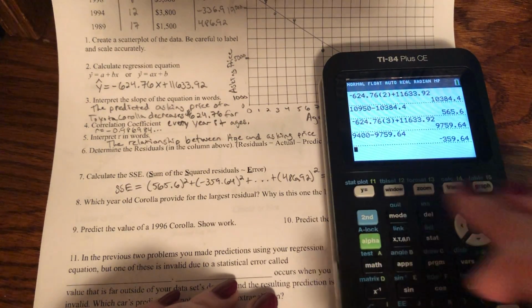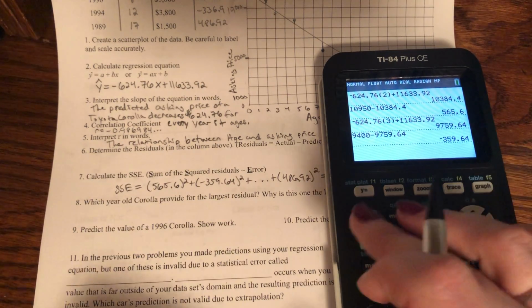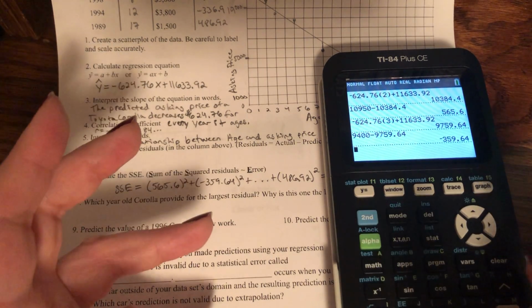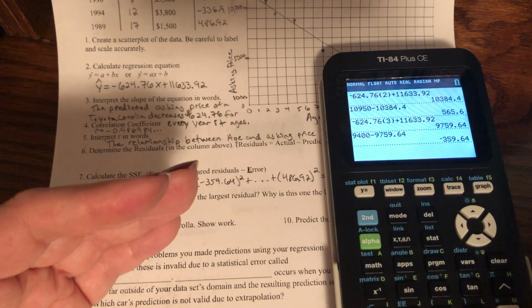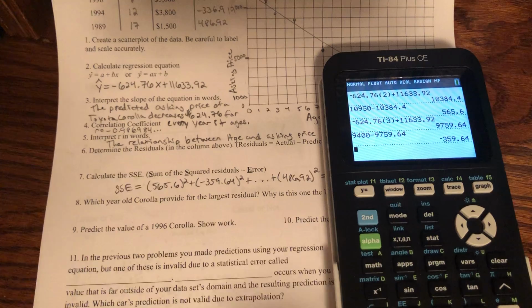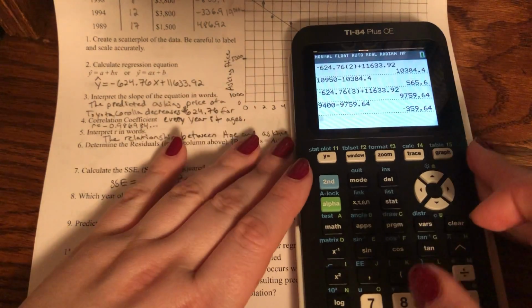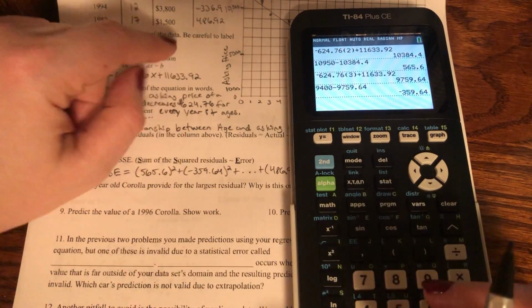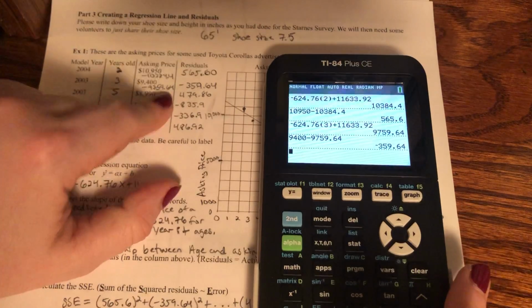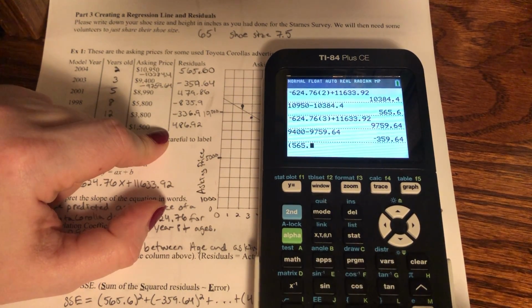And I'm going to get out of my list. So I hit second mode to quit out of it so I didn't accidentally clear anything. Hit second mode to quit. If you just try to hit clear every time to move from screens, then you're going to end up with accidentally eliminating half the stuff that you needed, and you don't want to have to re-enter all of that. All right, so I'm going to start typing these in just like I was down here. So I'm going to use these parentheses, 565.6 squared.